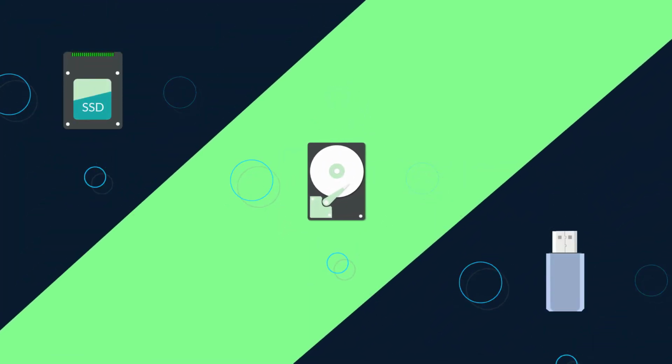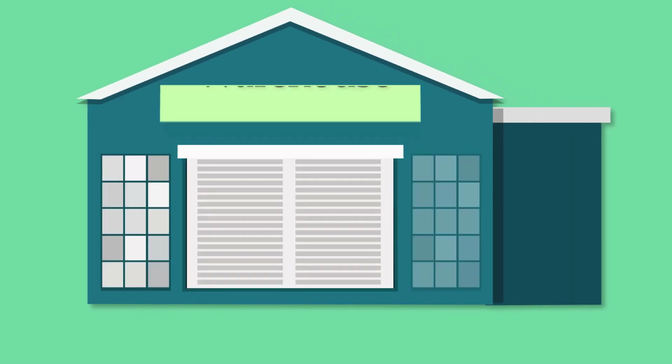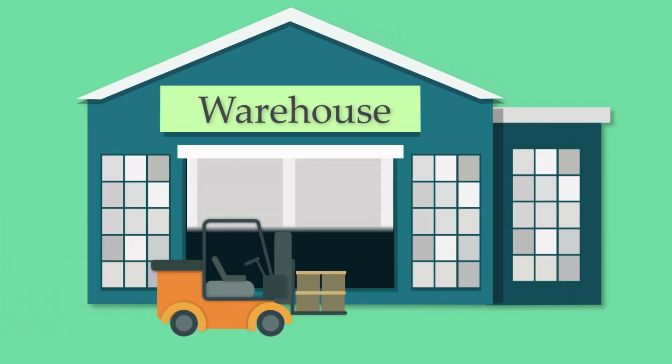Formatting is a process of preparing a storage device, such as HDD, SSD, or USB, for initial use. So what exactly does formatting do on your hard drive?